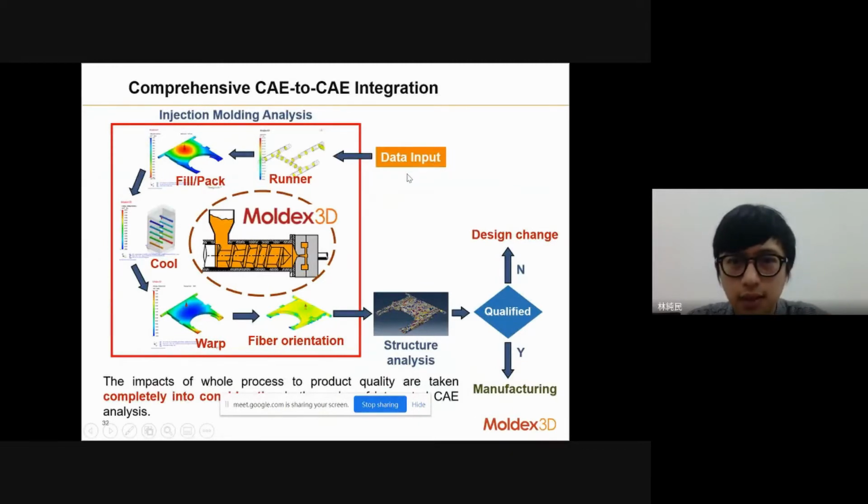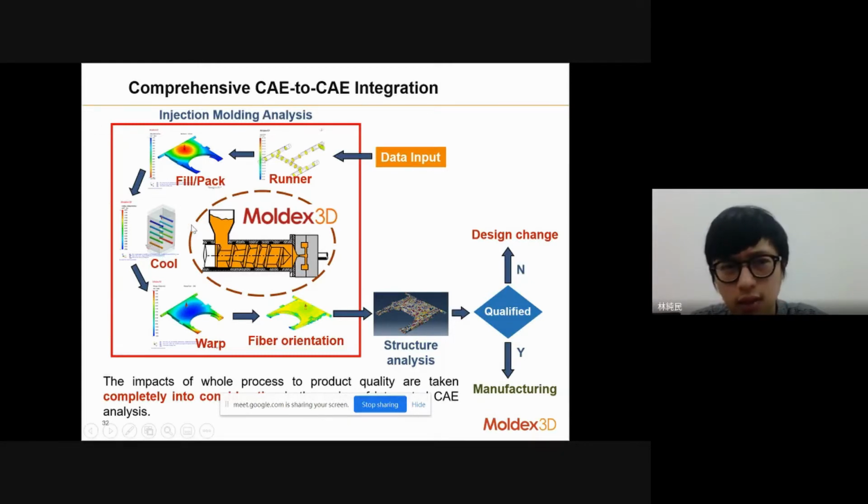And we have the data input. So you can see the 3D model here. We need to build up the runner at first, then do the FPCW, which is filling, packing, cooling, and warpage. We fill the molten plastic into our cavity, and we do the packing later. After packing, we have to let our molten plastic cool down, because if you do not let it cool down, then it will have serious shrinkage or serious deformation, something like that. So we need to let it cool down.